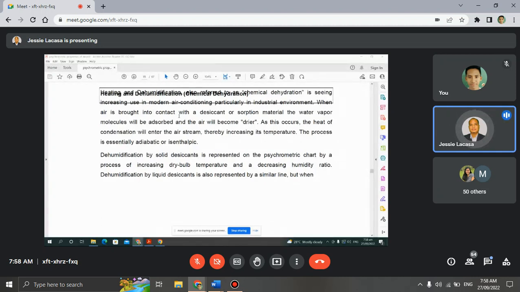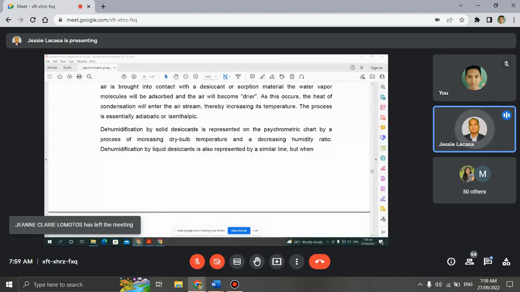When air is brought into contact with a desiccant or sorption material, just like silica gel, the water vapor molecules will be absorbed and the air will become drier. As this occurs, the heat of condensation will enter the airstream, thereby increasing its temperature. So the process is essentially adiabatic or isenthalpic, a constant enthalpy process. No heat gain.